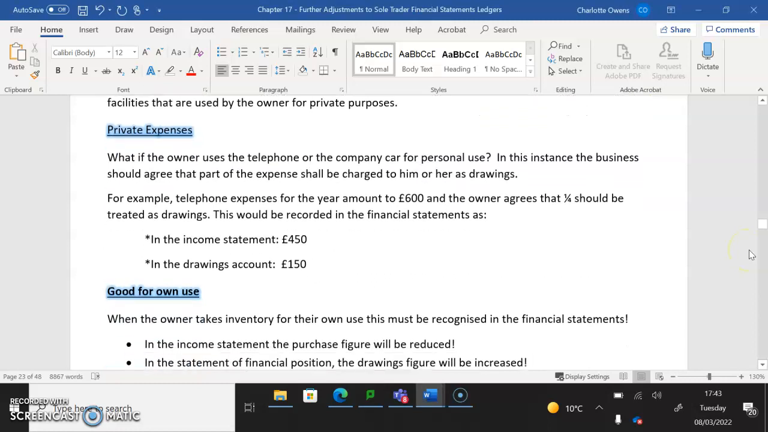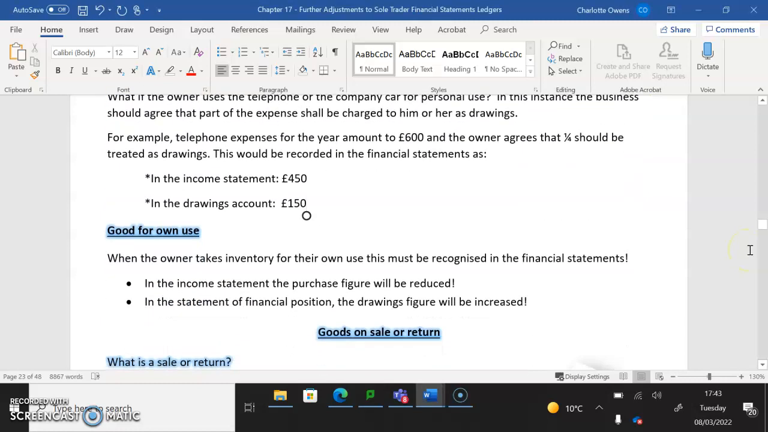Now another common type of drawings is when the owner takes out goods for personal use. Say for example if you owned a convenience store, then it might be quite likely that you perhaps drink a drink from the fridge, perhaps you take a chocolate bar off the shelf or a piece of fruit, and again this would be classed as drawings, so we need to make sure that this would be recorded in the financial statements. So what's really important that we do here is we actually adjust the right figure.